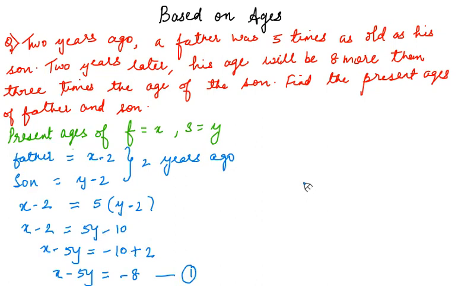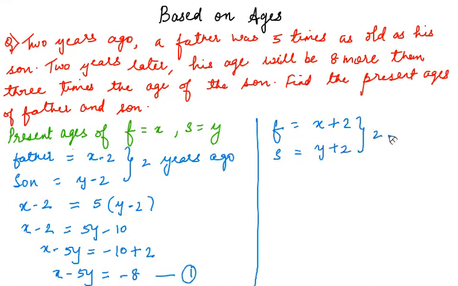Now, the next statement, 2 years later. So 2 years later, father would be X plus 2, we need to add, and son would be Y plus 2. This is 2 years later. Once we write them like this, we will not make any mistakes while framing the equation.